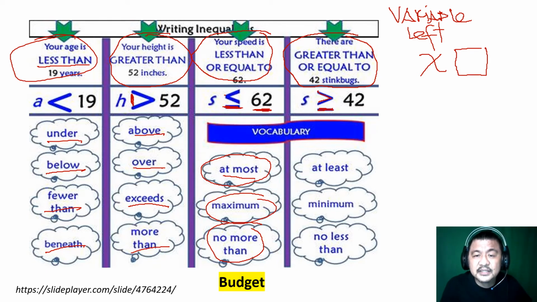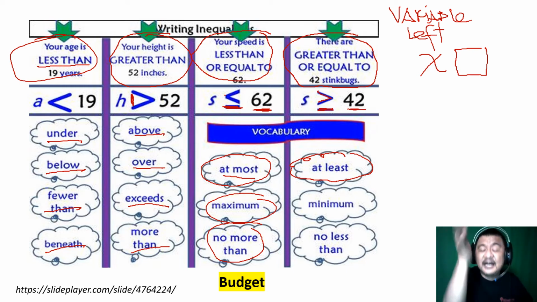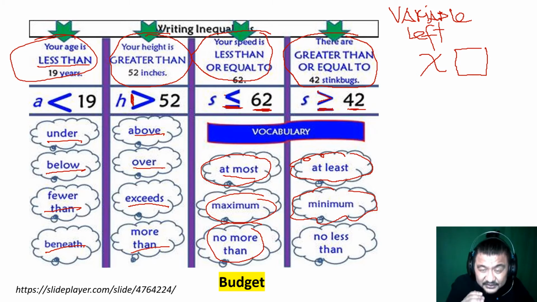No, at least means greater than or equal to. Minimum, you might think minimum is small. No, the smallest is 42. So you need the higher numbers, okay? No less than. It cannot be lesser than that. So it could be 42 and above.